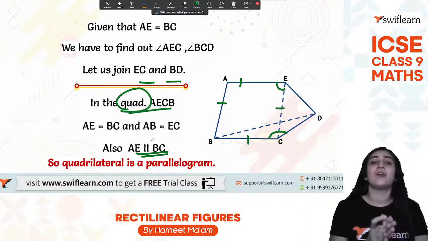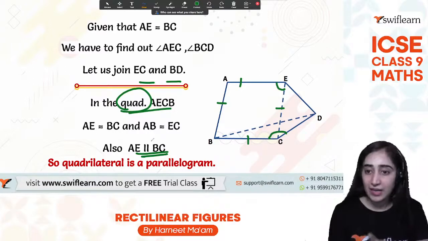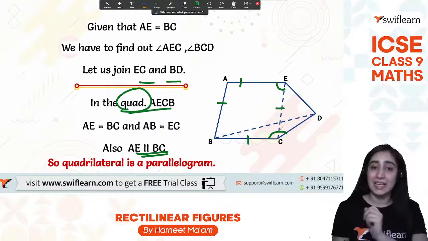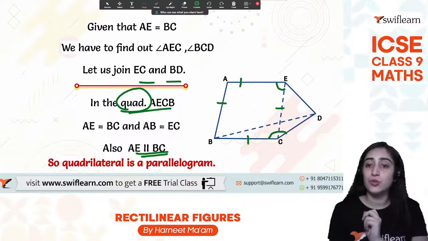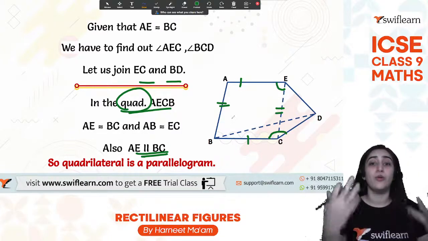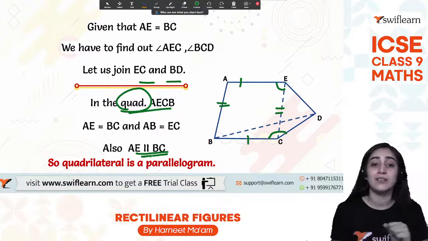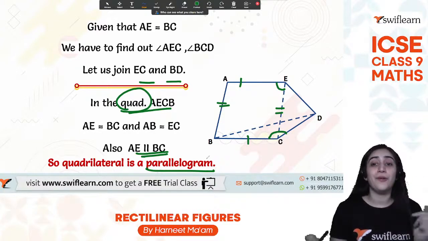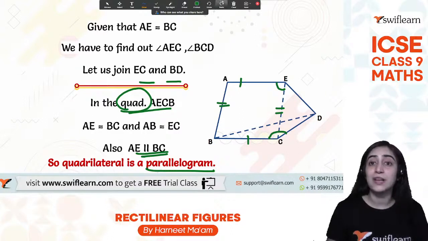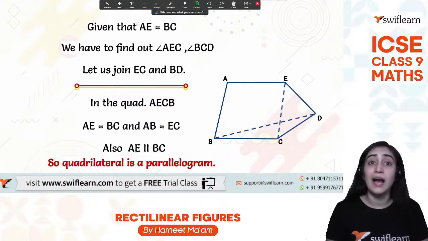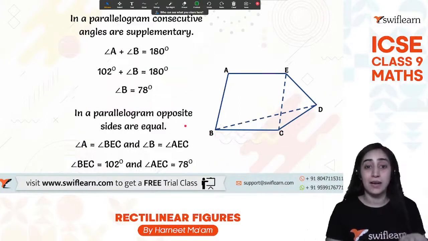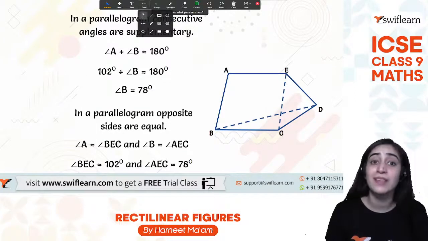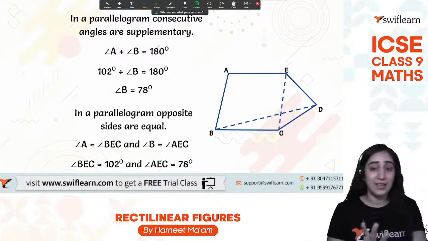Simple. What is given to us? We made a quadrilateral by just joining EC. And when I joined this, this side is equal to this side, opposite sides are equal, and the quadrilateral is formed, so they are parallel. That becomes, it's a parallelogram, right? Now what does a parallelogram say? A parallelogram says that opposite sides are equal and parallel, and the diagonals bisect each other.